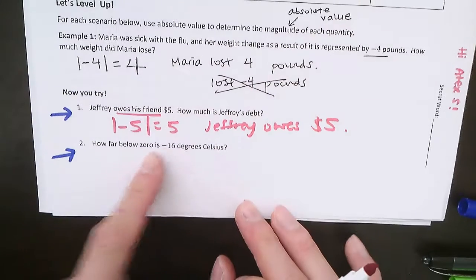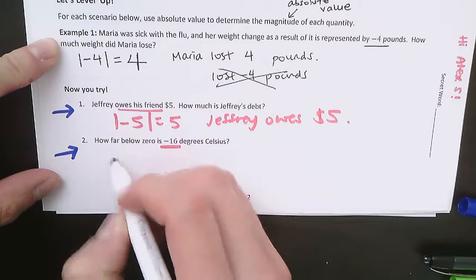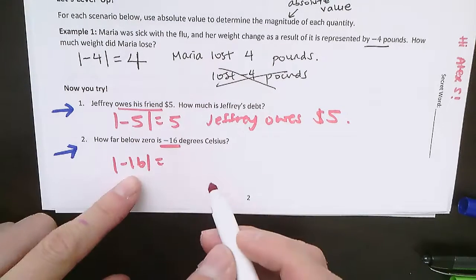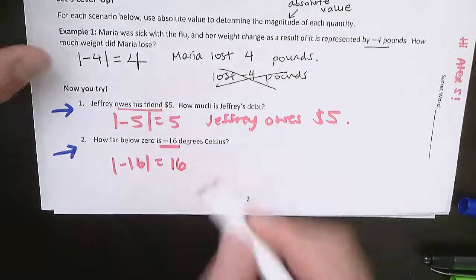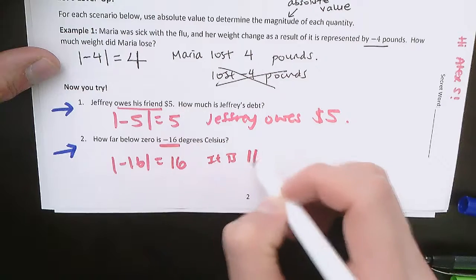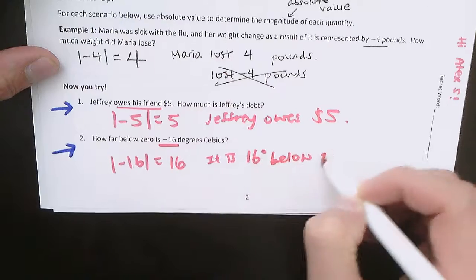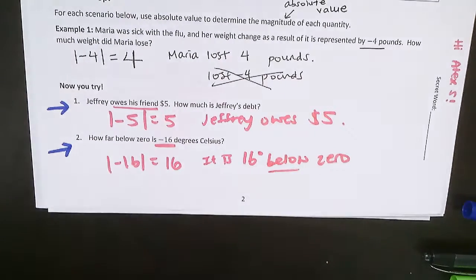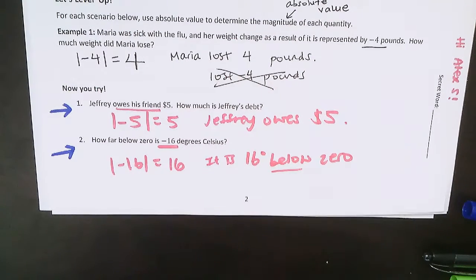Last one. How far below 0 is negative 16 degrees Celsius? Well, negative 16 is our number. Let's find the absolute value of that. The absolute value of negative 16 is its distance from 0. Negative 16 is 16 away from 0. And so we would say it is 16 degrees below 0. Right? Because we're already saying below 0, so we wouldn't say that it's negative 16 below 0. We say it's 16 below 0.